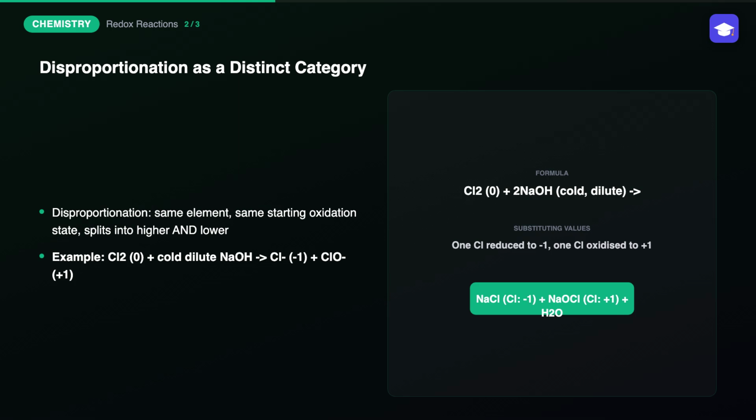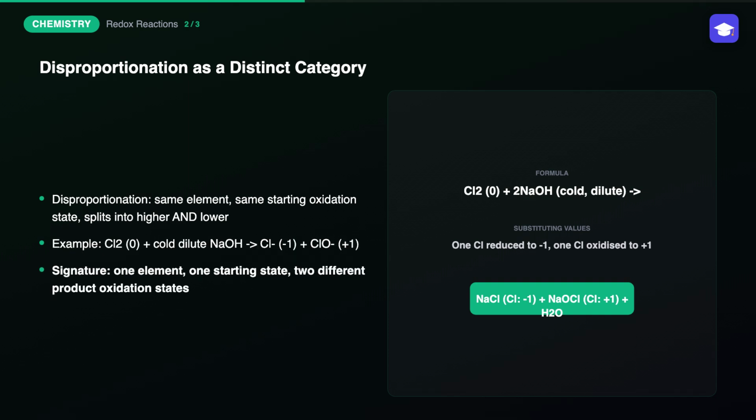A classic example is chlorine gas, oxidation state 0, reacting with cold dilute sodium hydroxide producing chloride ion, oxidation state -1, the reduced product, and hypochlorite ion, oxidation state +1, the oxidized product, both forming from the exact same starting chlorine simultaneously.